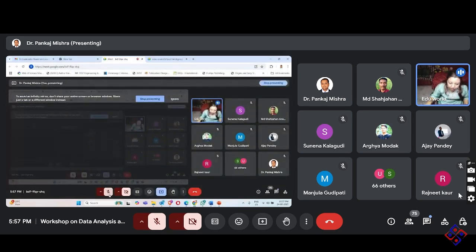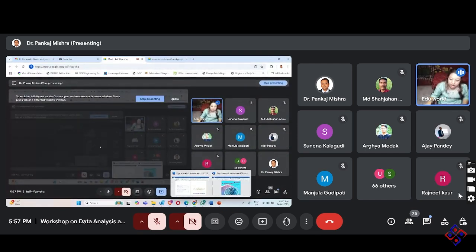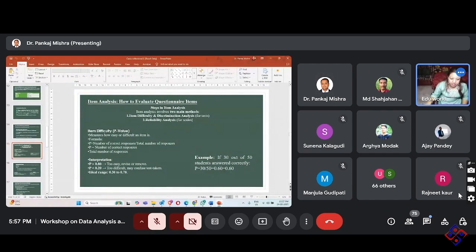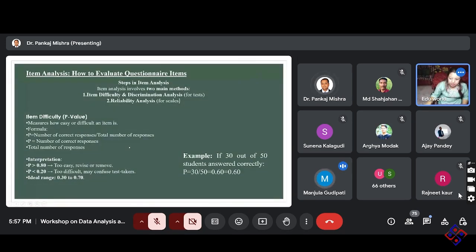But when we are going for the attitude scale, we don't find out the item difficulty. Understood? Yes, ma'am. Ma'am, could you please explain this slide from a science student's point of view, where they take the data from experimentation and all?